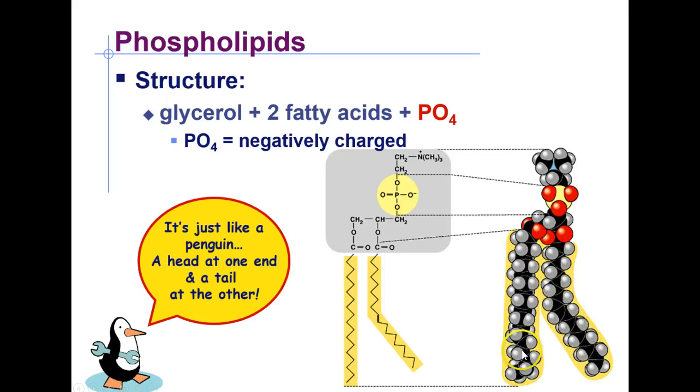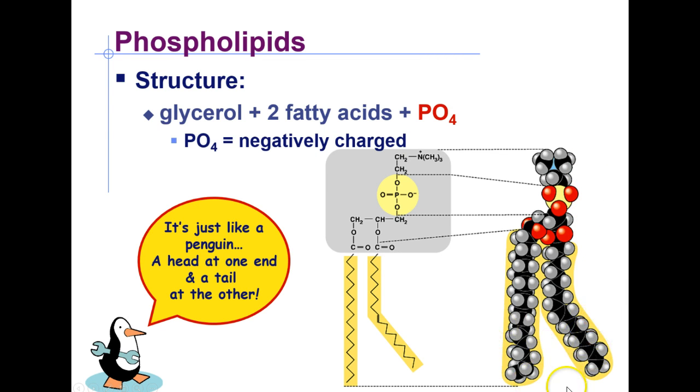In a phospholipid, there's only 2 fatty acid chains. One of them has a kink to it. And up here is our glycerol. But there's this phosphate group right in the middle. And this tends to give this area of the molecule a negative charge. So this is an example, unlike regular fats, of a polar molecule. It's got a charged end.